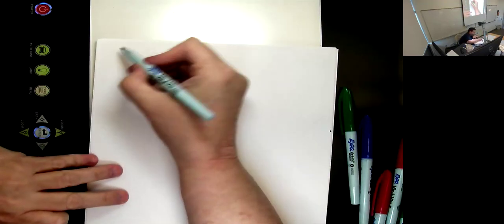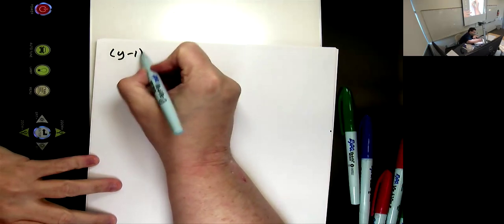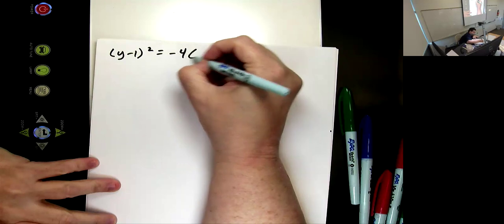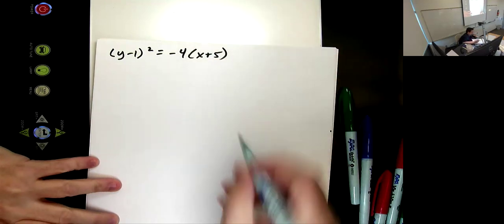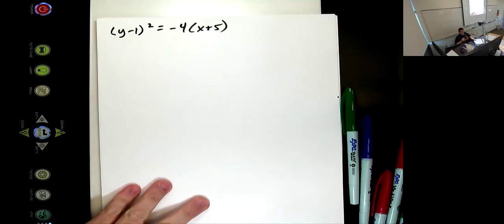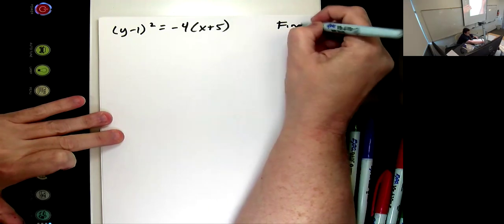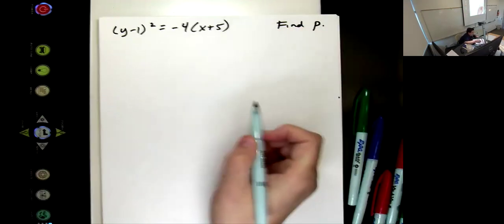Let me give you guys one to try. We're not going to go to the nice form that we like so far. I'm going to give you one that has the same setup, but we're going to do it with the y as the squared thing here. So find P. We'll do that together first.